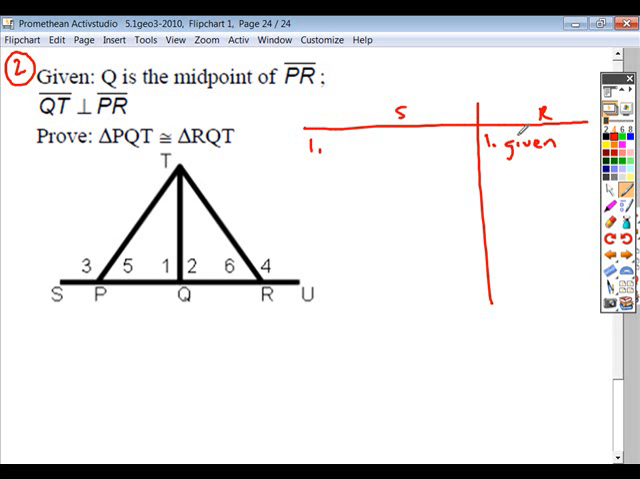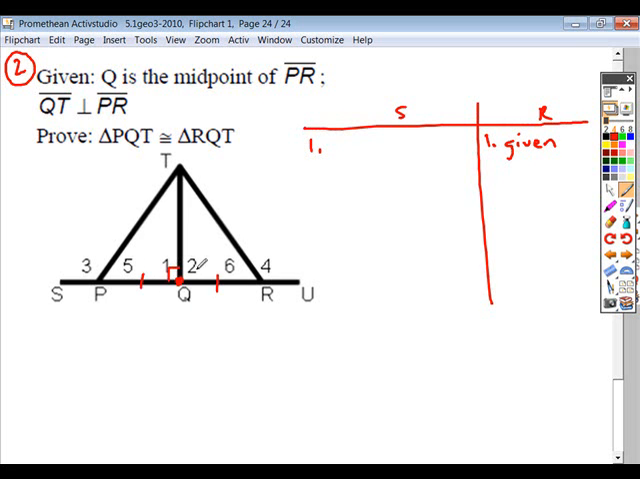So assume we take this second problem from the proof worksheet. Anytime you're looking to show congruence of triangles, you have to fit one of those four patterns: SSS, SAS, ASA, or AAS. Looking at this, if we label some of the pieces of information, Q is the midpoint of PR, so we know that PQ and QR are going to be equal.